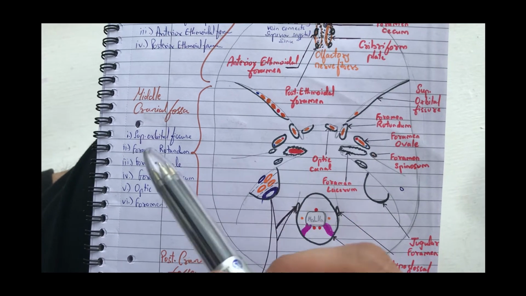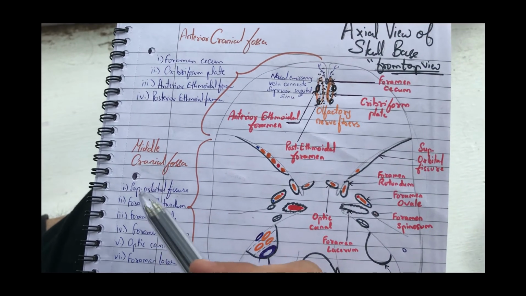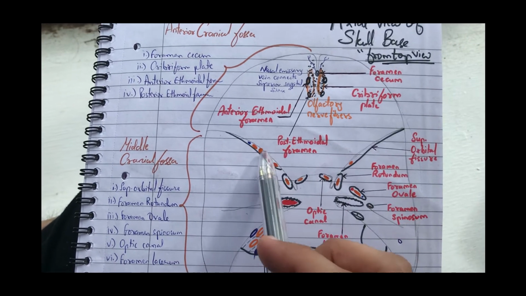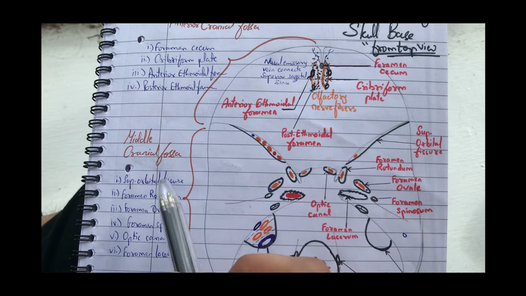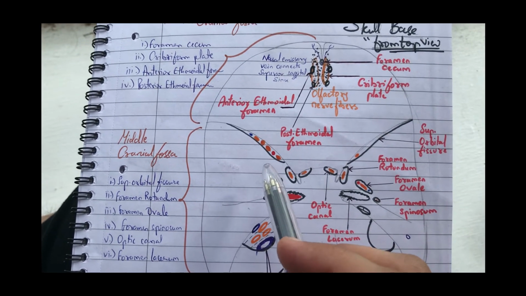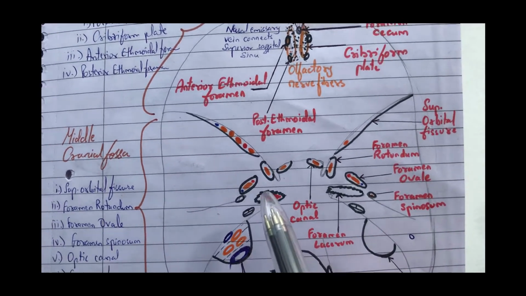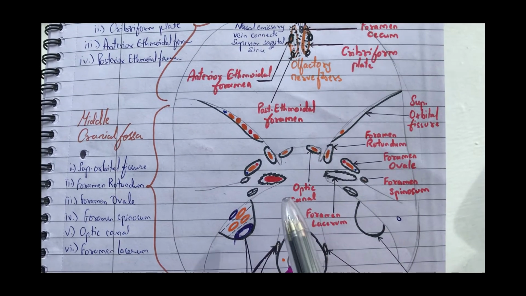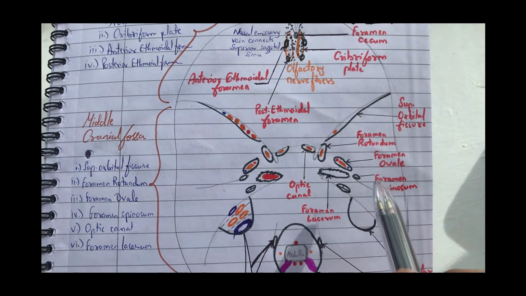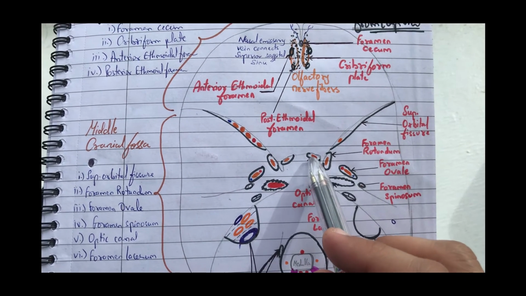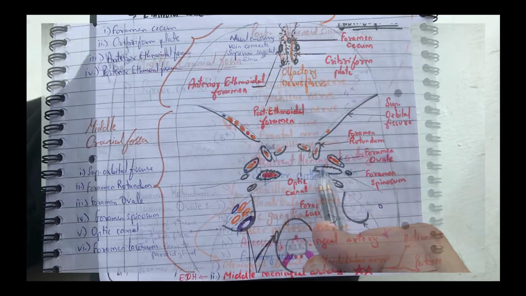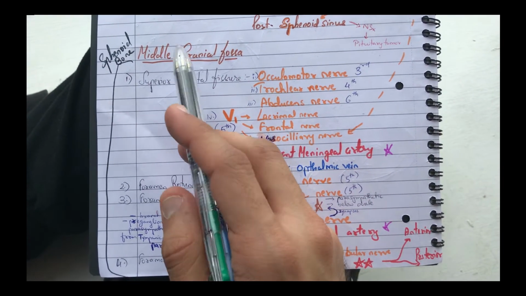Now let's learn about the foramens in the middle cranial fossa. There are basically six important foramens. I would consider the superior orbital fissure here as well, even though it's a fissure, not a foramen, but it is equally important, actually very important. The others are foramen rotundum, foramen ovale, foramen spinosum, optic canal, and foramen lacerum. So let's talk about the foramens in the middle cranial fossa.